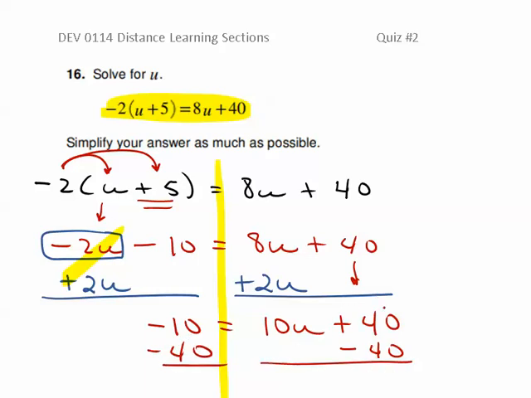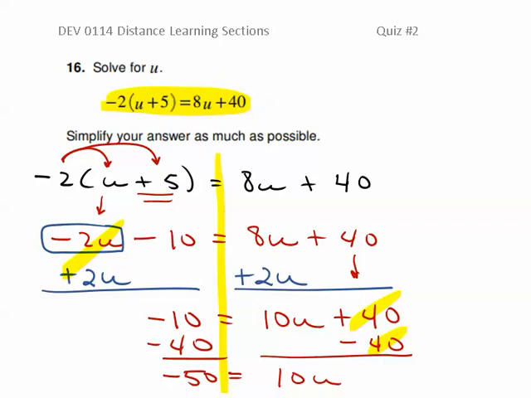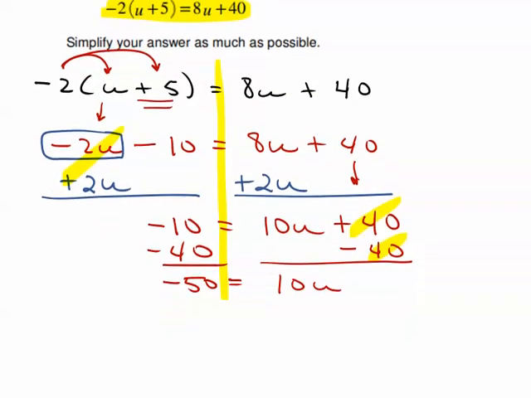If I subtract 40 from the right-hand side, I have to subtract 40 from the left-hand side. I hope I said that right. We're subtracting it from the right, so we have to subtract it from the left. So negative 10 minus 40 more is negative 50 on the left-hand side. On the right-hand side, the plus 40 minus 40, they're going to cancel. They're equal to 0. That leaves us with 10u. So what we have right now is the variable term on the right-hand side and the constant term on the left-hand side. So they're on opposite sides. We can now get the u by itself.